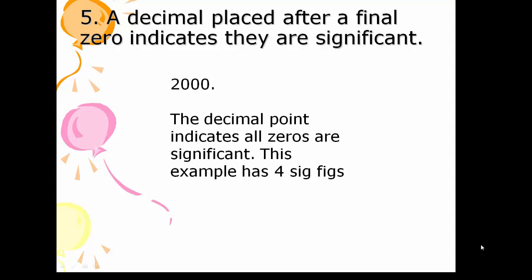Rule number 5 is that if a decimal point is placed after a final 0, it means that those zeros are significant. You're not going to go through all the hassle of writing a decimal point for nothing. So if that decimal is actually written down, all of those zeros become significant digits. So in this example, there are 4 Sig Figs. Now, we're going to stop and practice counting Sig Figs.